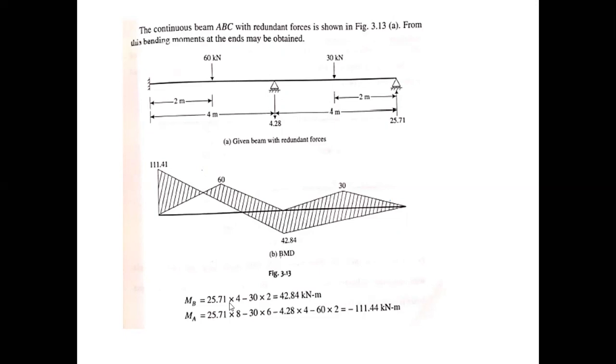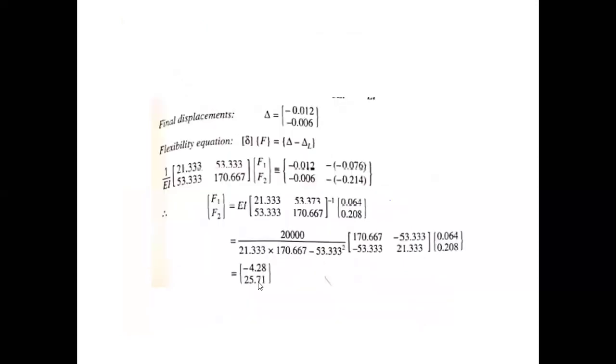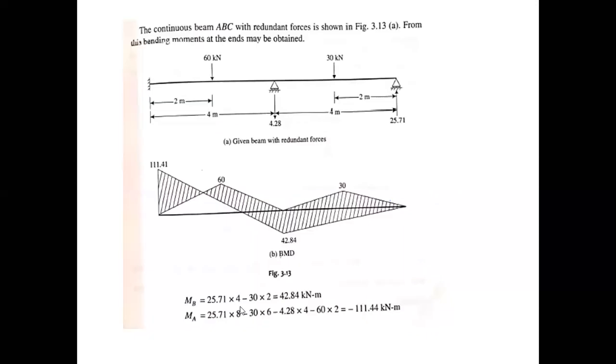So moment at B, MB is equal to 25.71 multiplied by 4 minus 30 multiplied by 2. This will be 42.84 kilonewton meter. Similarly, moment at A will be 25.71 multiplied by 8. See, this 25.71 was the final force. So the final force was 25.71 multiplied by 8 minus 30 multiplied by 6. This is the distance 6. So it is 30 multiplied by 6 minus 4.28.